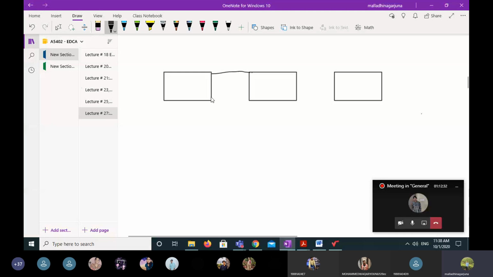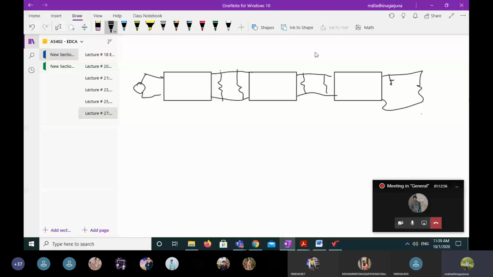Suppose we take the three stages I'm drawing here, with this the load and this the source. Considering the current gains, for the first stage there is one resistance and another resistance, and this is the input. This is the load.